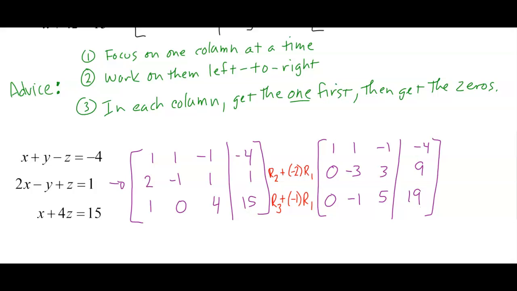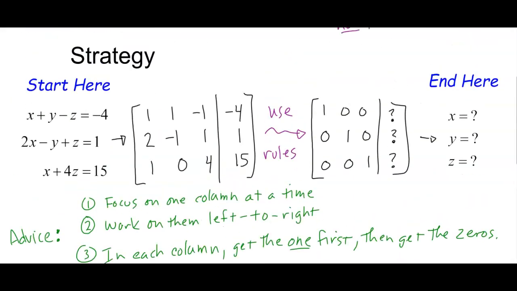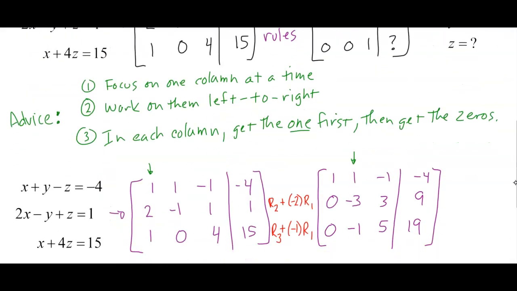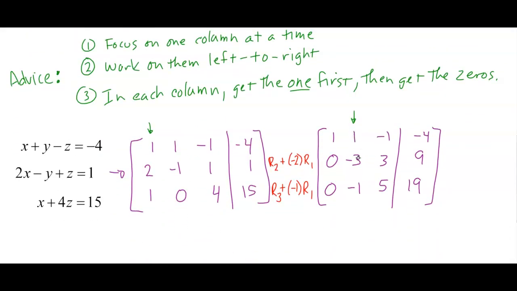We move one column over to the right, and now we're starting to look at the second column. So we looked at the first column first, now we're looking at the second column. And remember what the second column needs to look like. It needs to be 0, 1, 0. So 0 needs to be there, this needs to be 1, this needs to be a 0. And in the advice I'm giving you, I suggest you get the 1 first. So I want to turn this -3 into a +1.